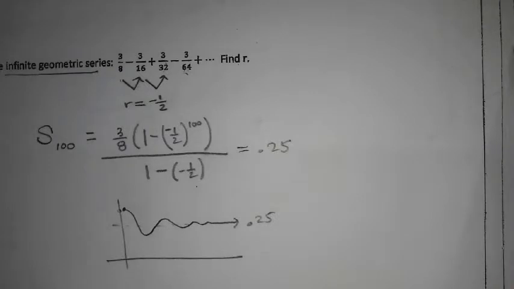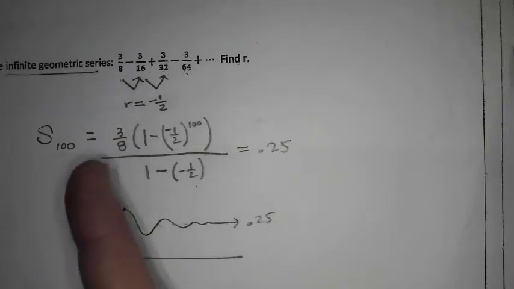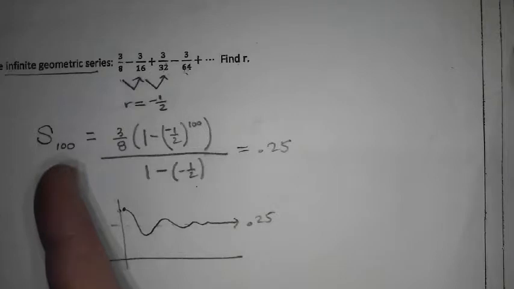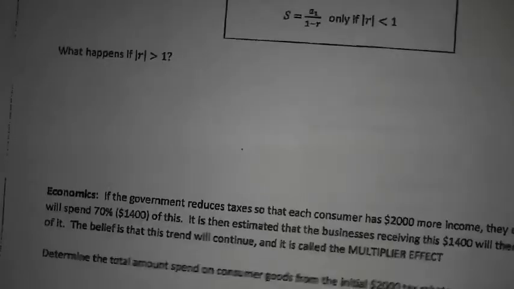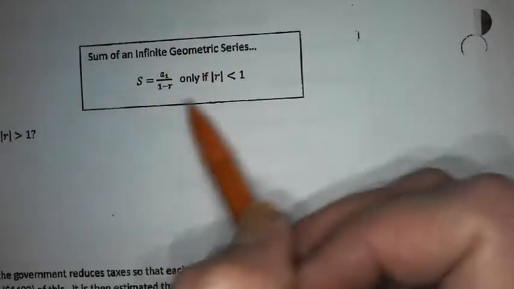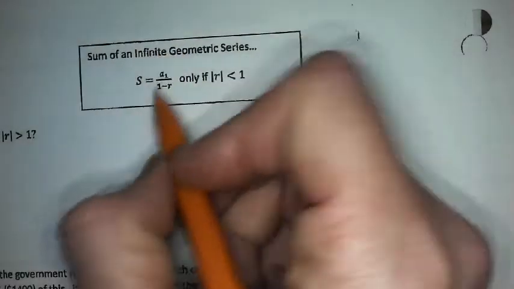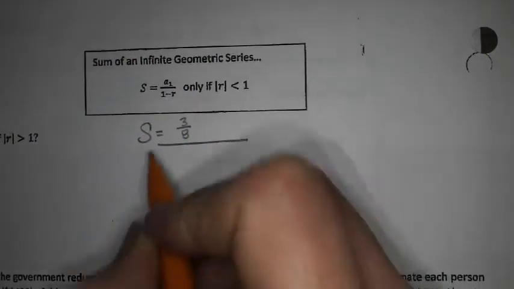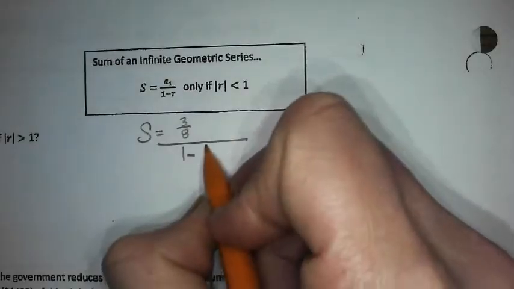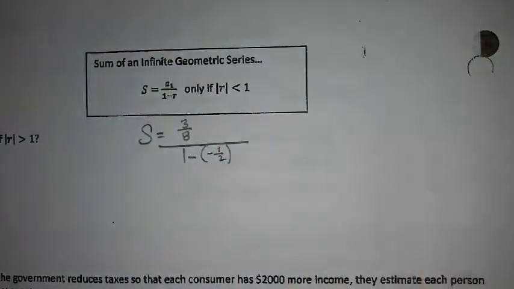Any questions? Kind of a weird concept. There is a formula for this. Now, obviously, you can just plug in a really big number and do your series through 100 or through 1,000 terms, and it will probably have reached its tipping point by then. But there is a formula, and it's on the back right here. The sum of an infinite series. So in this particular case that we just did, that would be 3/8 as your first term, all divided by 1 minus our rate of negative 1/2.